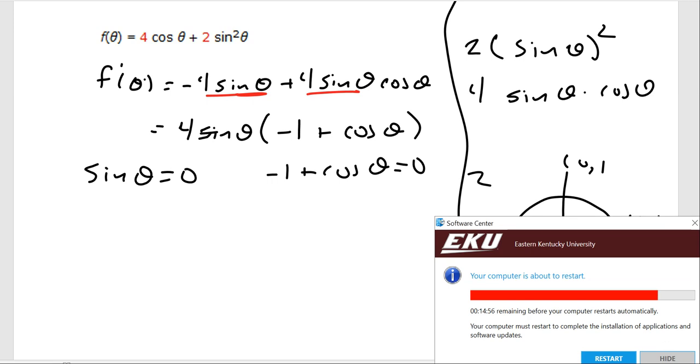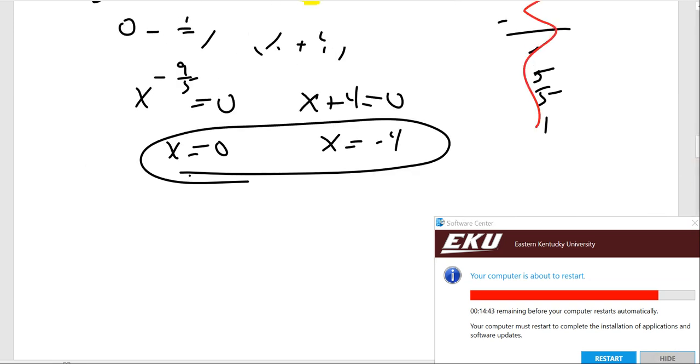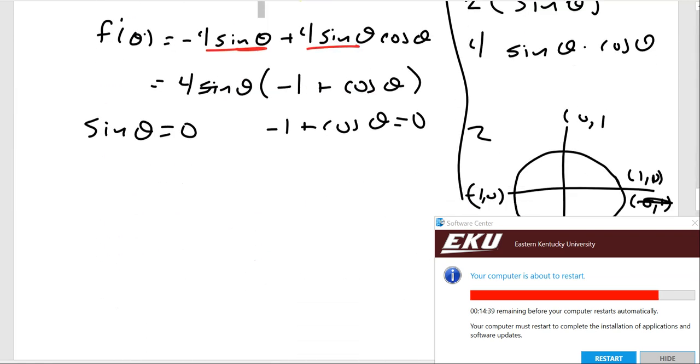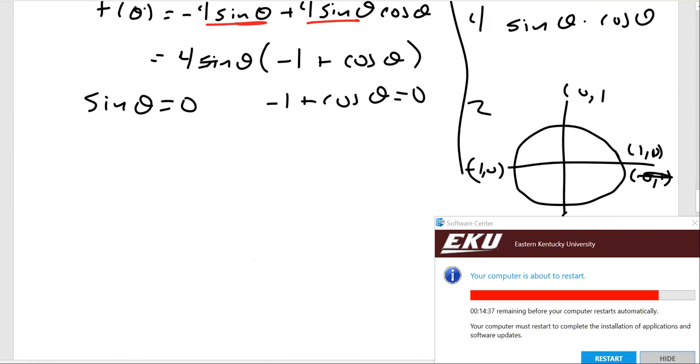Hide that. I don't need to restart yet. Go away. Oh, it doesn't want to go away. All right, I'm just going to let it go. It can stay in the bottom corner.